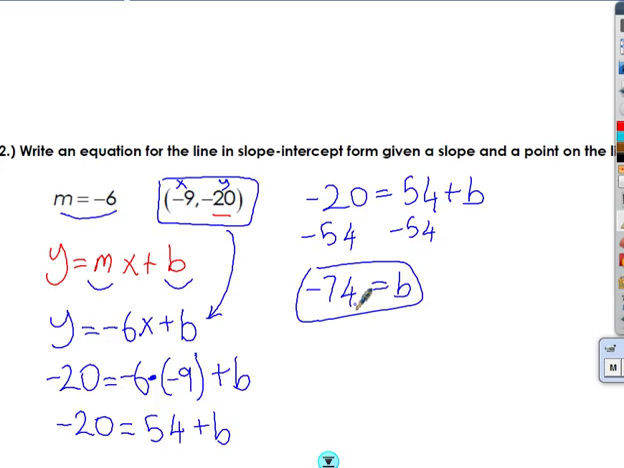Anyway, we have found the two components we were looking for. It's the b value, and we already have the m value. We can write our equation as y is equal to negative 6x minus 74.